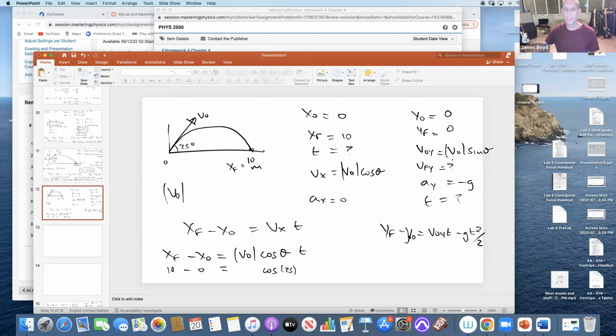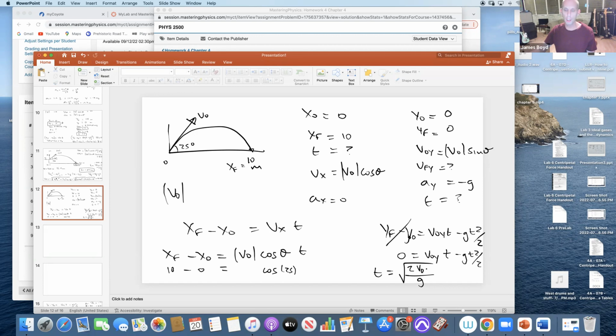Because y initial and y final are both 0, this is super easy. 0 is v naught sine theta times t minus g t squared over 2. Move that over and solve for t. You get g t squared over 2, divide by t, multiply through by 2 over g.